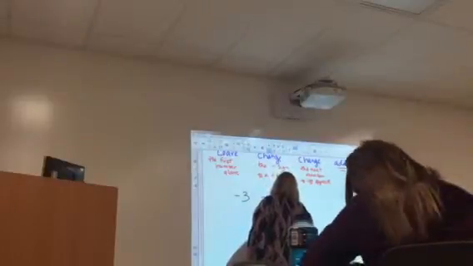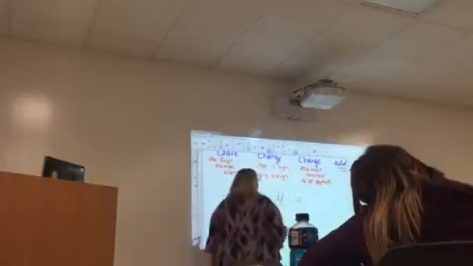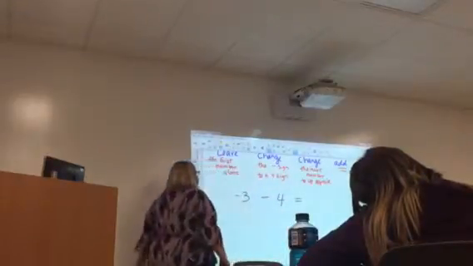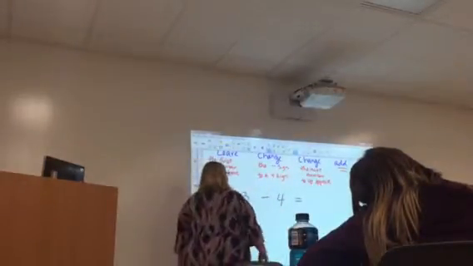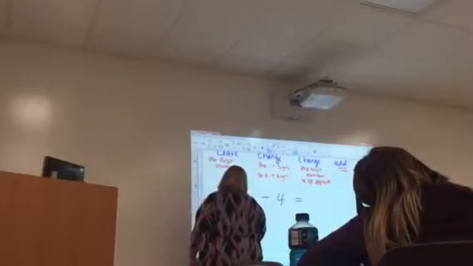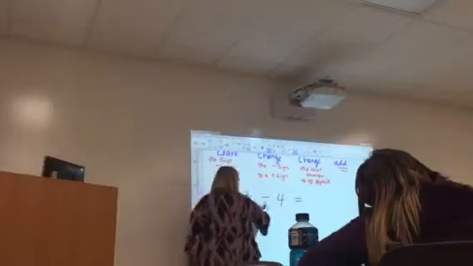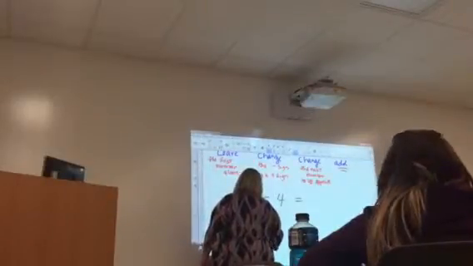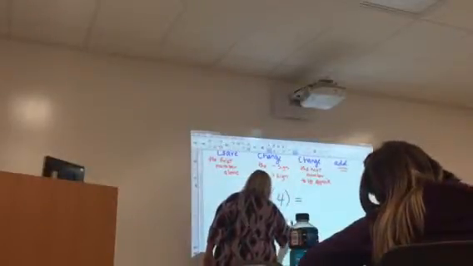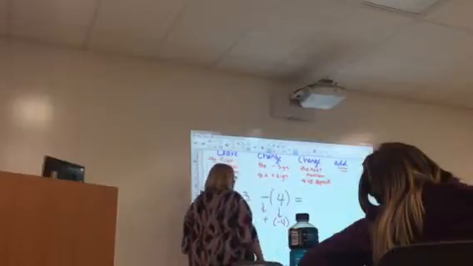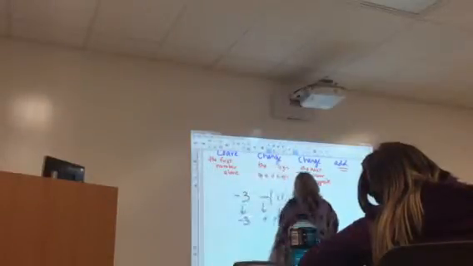-3 minus 4. So -3 stays the same. Leave it. Change this to a plus sign. Since this was a minus sign before, that means this was positive before, and now it's going to be negative 7. And then you're going to add because they're both like signs.